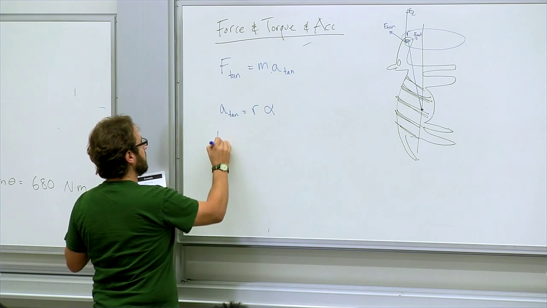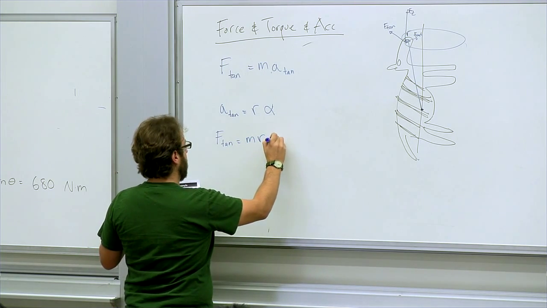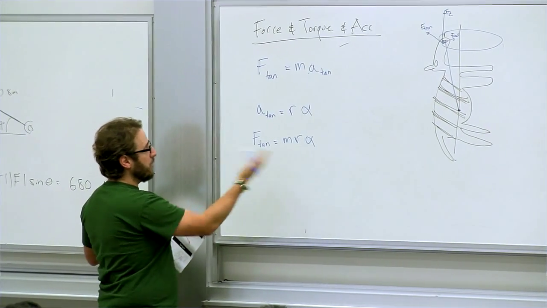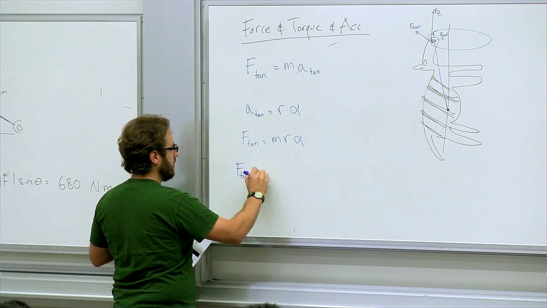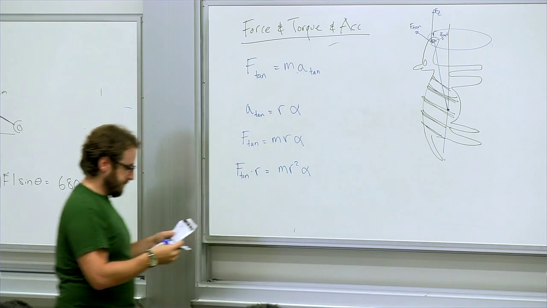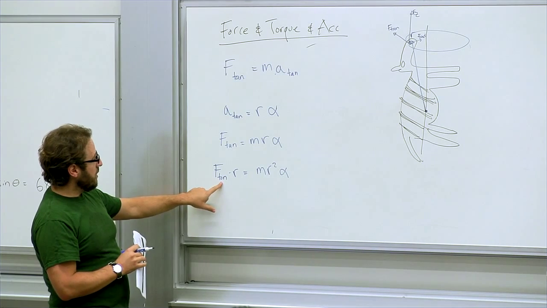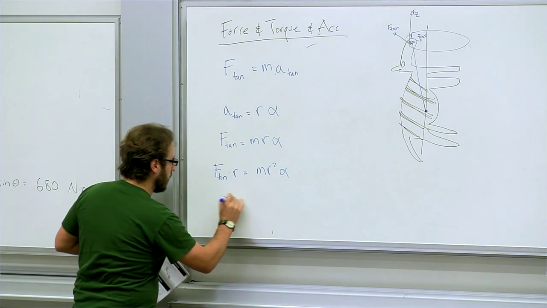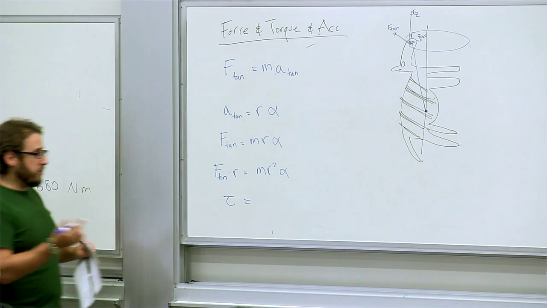All right, and so let's combine this. F equals m r alpha, and here I just plug that in. Now what happens if I multiply both sides here by r? F times r is m r squared alpha. Now what is F times r? If the force is defined to be tangential and therefore perpendicular to the radius, then this is just the torque. And what is m r squared? It's the moment of inertia.